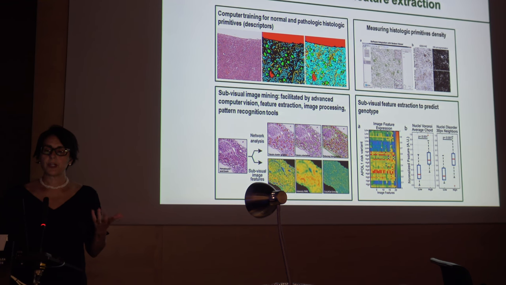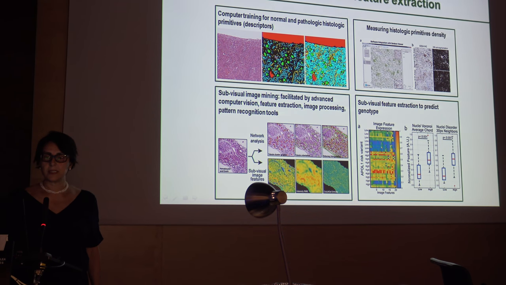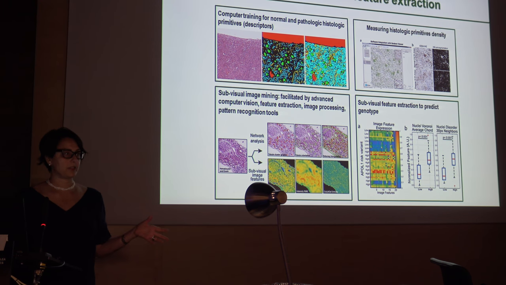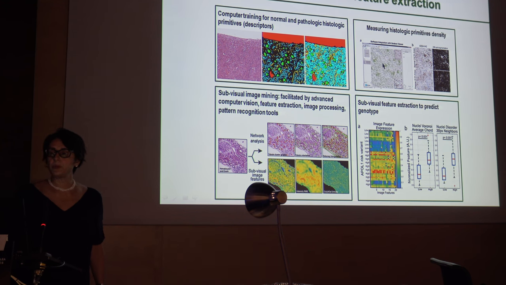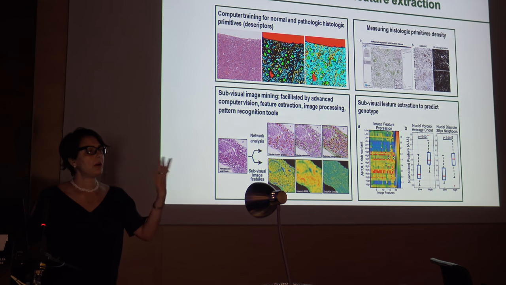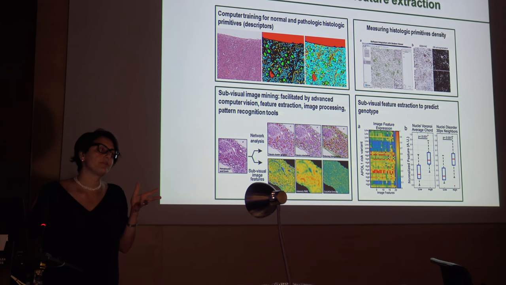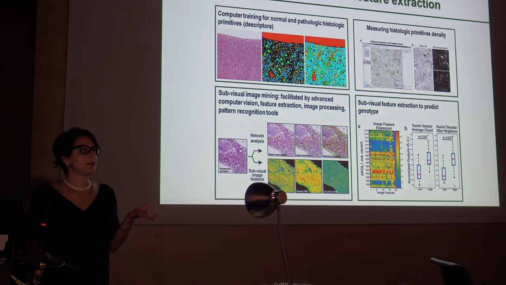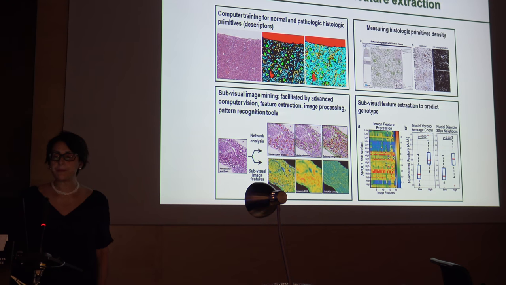First, we train the computer to recognize the different features, the glomeruli, the tubules, the vessels, normal and abnormal histologic primitives. We call them histologic primitives because they are just the abnormal tubules, etc. We can teach the computer to measure the density, for example, of histologic primitives. Not only to measure the density of glomeruli, which we can do visually, but think about the density of interstitial capillaries. Visually, certainly, we cannot do it, right?